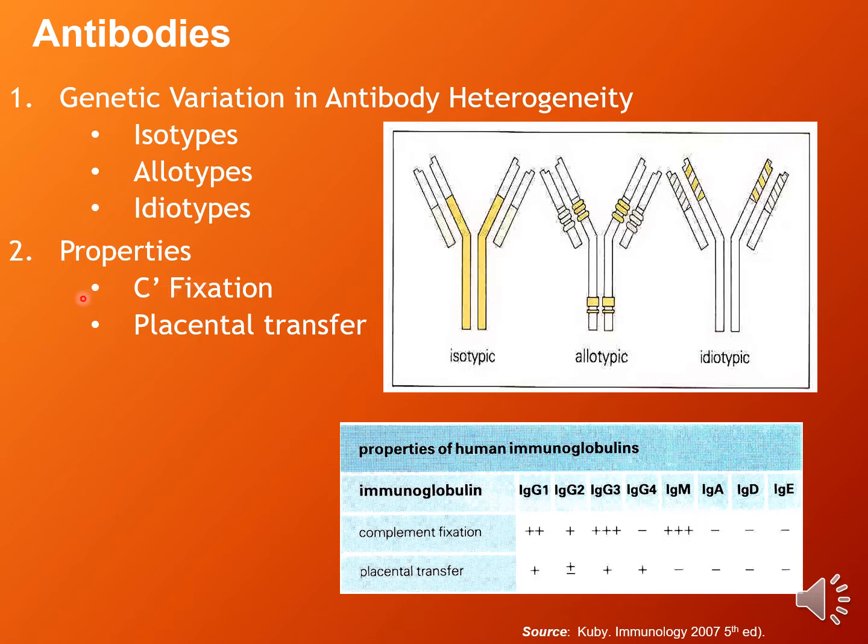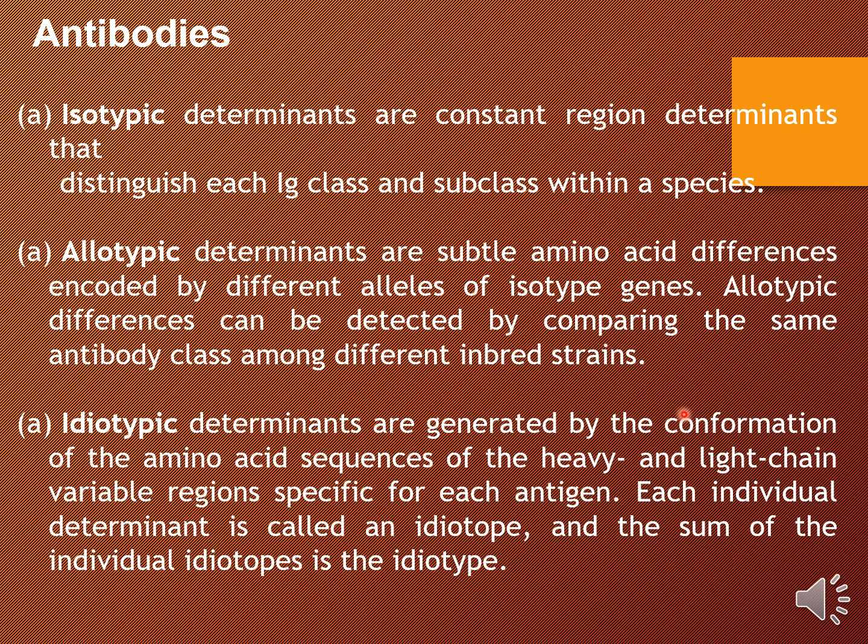They have these properties, complement fixation. They can fix the complement and they are able to pass through the placental barrier. Only IgG and IgM can fix the complement, while IgG is the only antibody molecule that can pass through the placental barrier. Okay, and that part which allows it to pass through this placental barrier is the Fc, or the tail part of the antibody molecule.